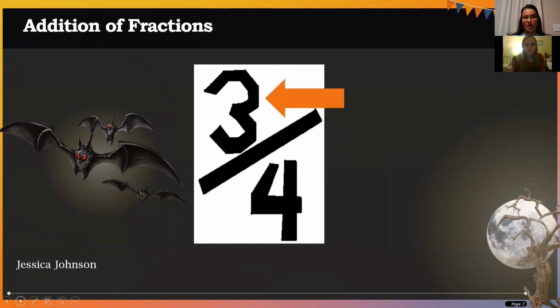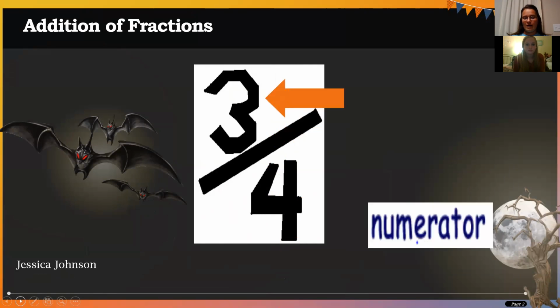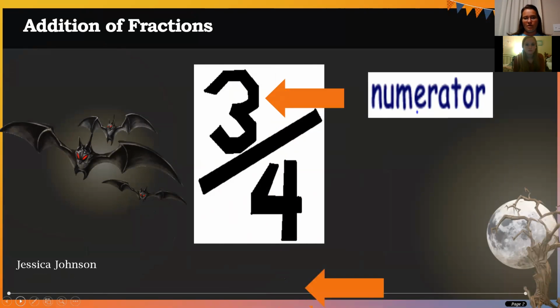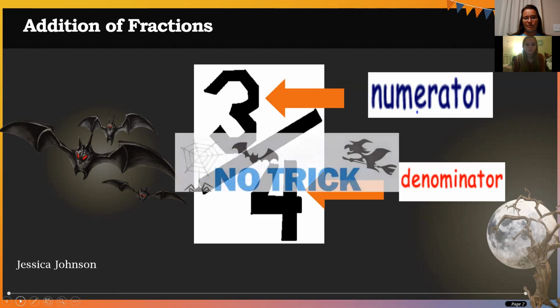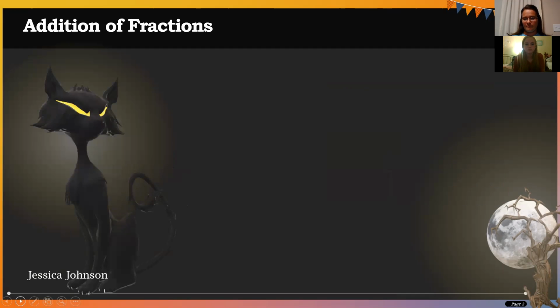The numerator is on top of the fraction, and it tells you how many parts of a whole. The denominator is on the bottom of the fraction and tells you how many equal parts the whole is divided into. The denominator is what you need to watch for so it doesn't trick you when adding fractions. It is important to know where the numerator and denominator are located, but it is equally important to know how to recognize proper fractions and mixed number fractions.